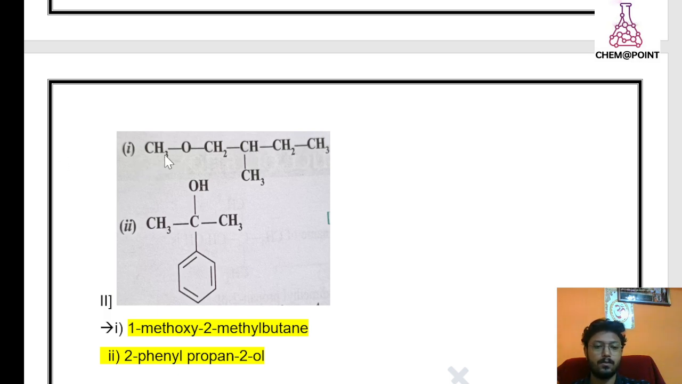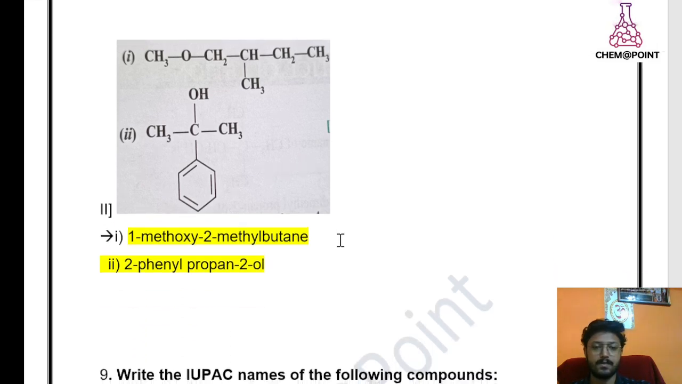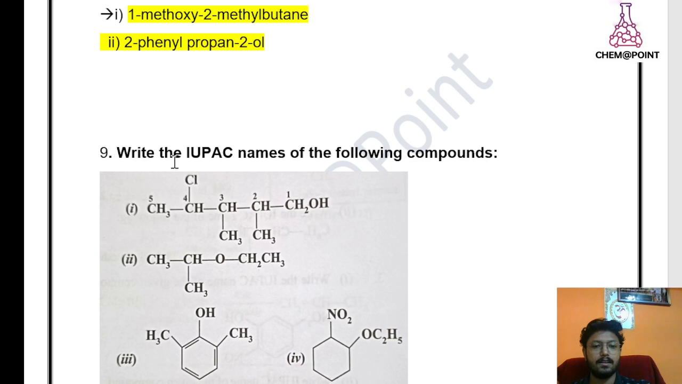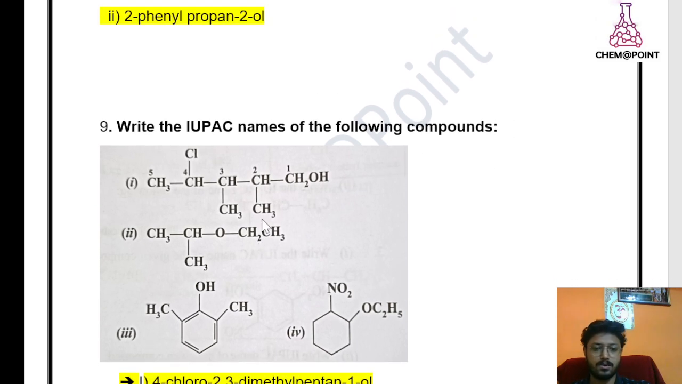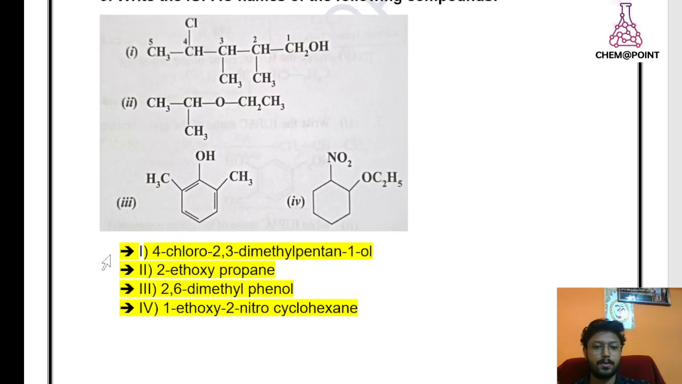This one also, 1-methoxy-2-methylbutane. Okay, 2-phenylpropan-2-ol is the second bit. Got it? Question number 9. Write the IUPAC name of the following compound. First of all, you just try yourself, then you can check the answer. So the first answers are 4-chloro-2,3-dimethylpentan-1-ol, 2-ethoxypropane, 2,6-dimethylphenol, 1-ethoxy-2-nitrocyclohexane.